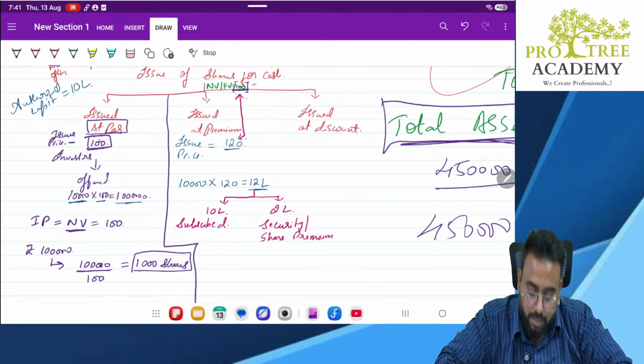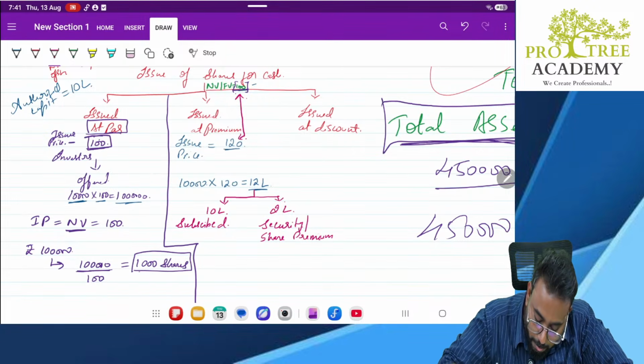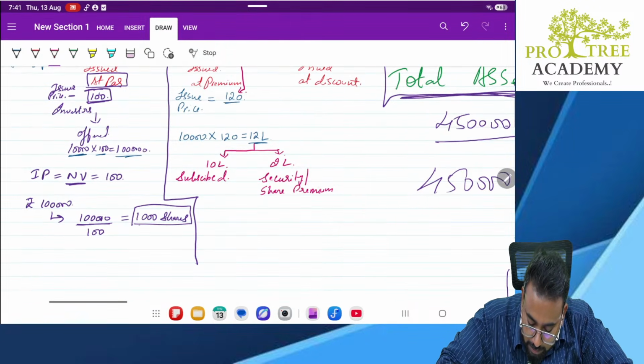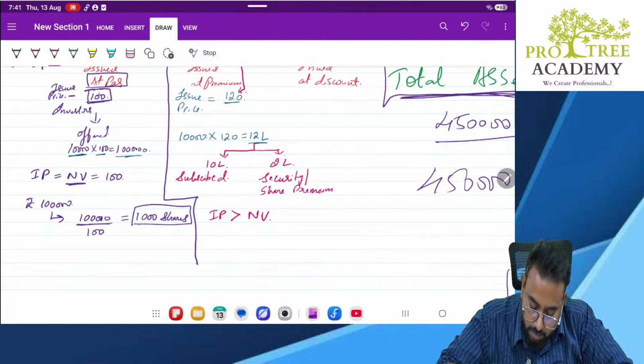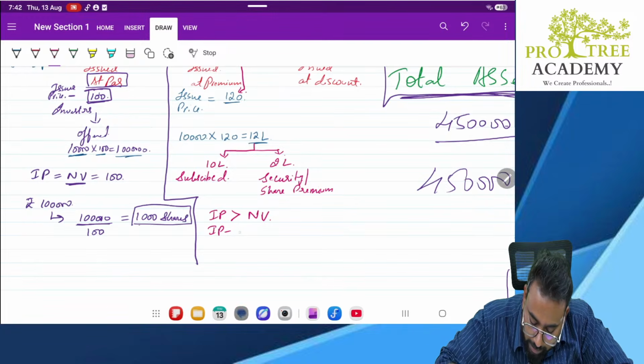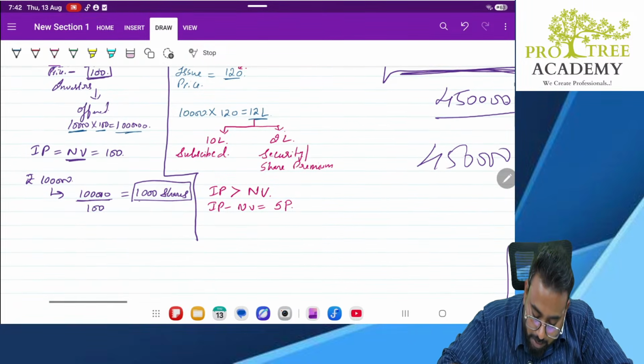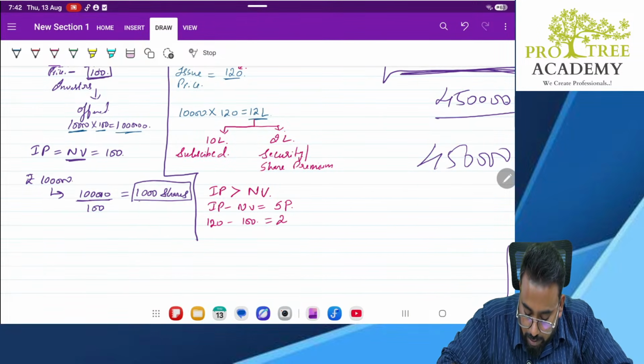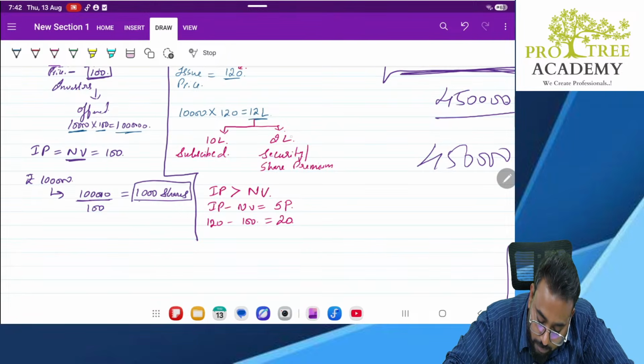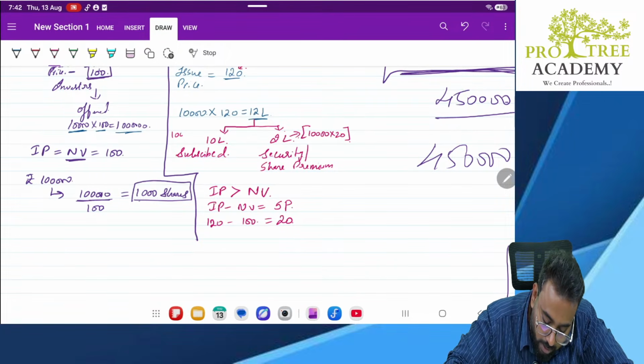So the difference here: the issue price is greater than your nominal value, and issue price minus nominal value will give you share premium or security premium. Say issue price is 120, nominal value is 100, security premium is 20. So if you look carefully here, 2 lakh is nothing but 10,000 shares into 20 rupees each. Here, 10,000 shares into 100 rupees each.